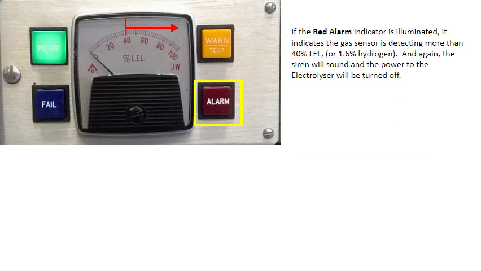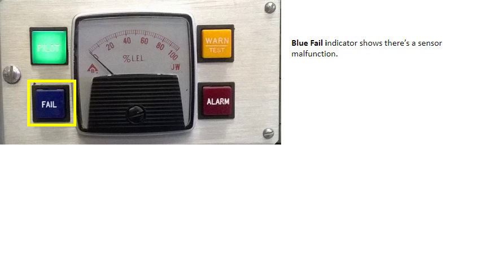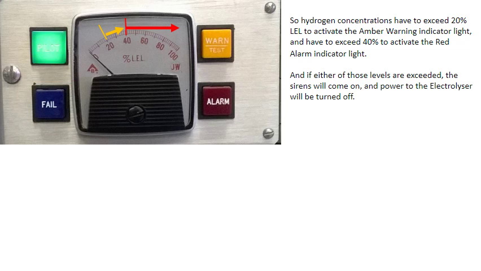If the red alarm indicator is illuminated, it indicates the gas sensor is detecting more than 40% LEL, or 1.6% hydrogen. And again, the siren will sound and the power to the electrolyzer will be turned off. The blue fail indicator shows there's a sensor malfunction. So hydrogen concentrations have to exceed 20% LEL to activate the amber warning indicator light, and have to exceed 40% to activate the red alarm indicator light.